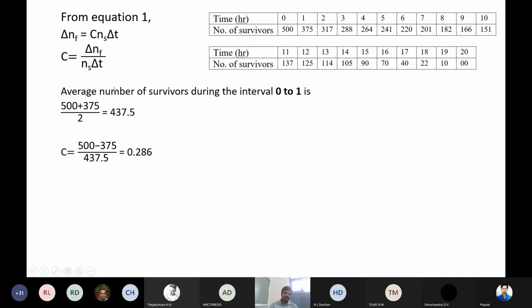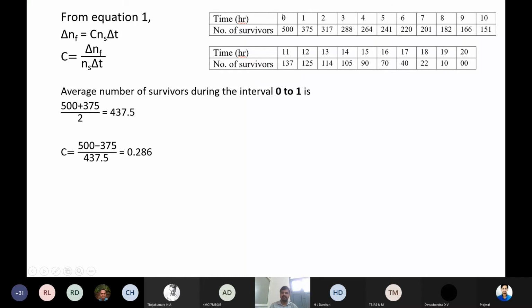After finding this average number of survivors, nothing but Ns, we use this value as Ns. Next we can find C for the time interval 0 to 1. We are considering delta t as 1 hour, so delta Nf is the number of failures in 1 hour, from 0 to 1. That is given by 500 minus 375.